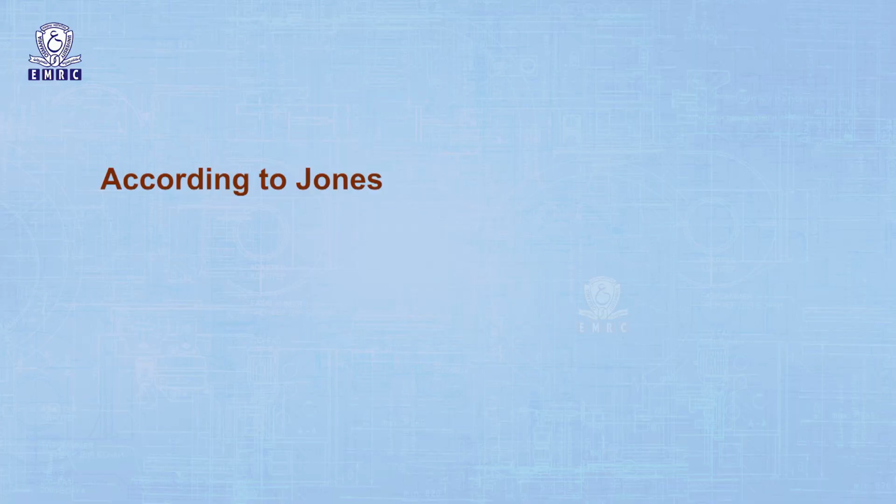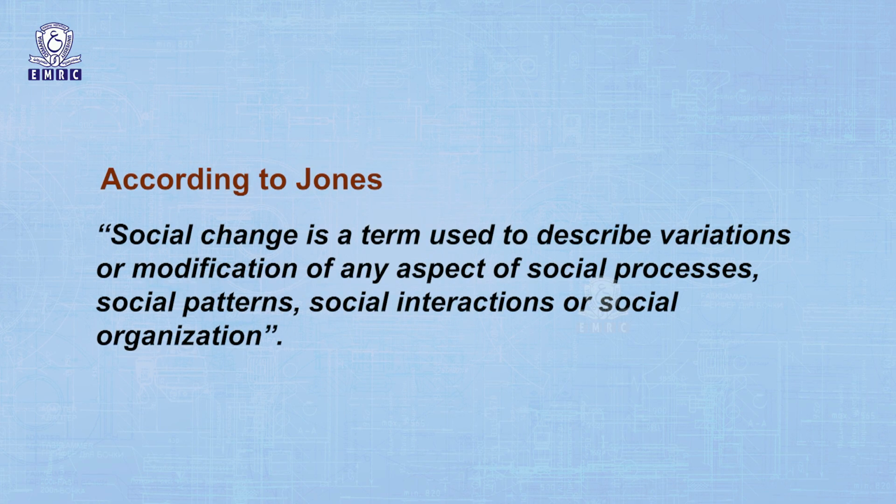Let's sum up. Social change is natural for every society, and even if any society makes an attempt to stall social change, that shall be an impossible task. According to Jones, social change is a term used to describe variations or modification of any aspect of social processes, social patterns, social interactions or social organization.